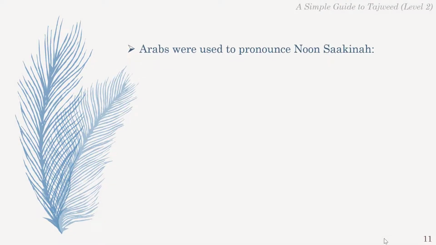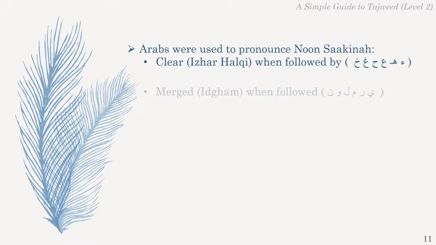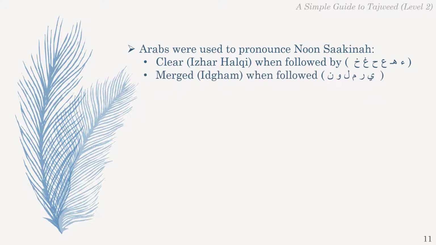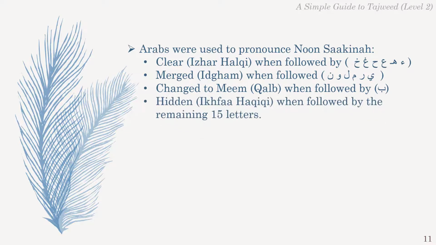Arabs were used to pronouncing Noon Saakinah in 4 different ways. Clear, when followed by Hamza, Ha, Ain, Ha, Ghain or Kha. Merged, when followed by Ya, Ra, Meem, Laam, Waw or Noon. Changed to Meem, when followed by Ba. Hidden, when followed by the 15 remaining letters.